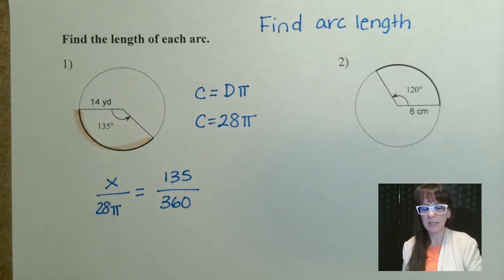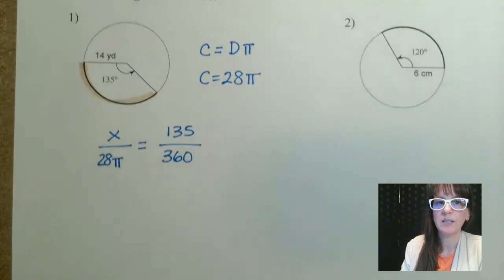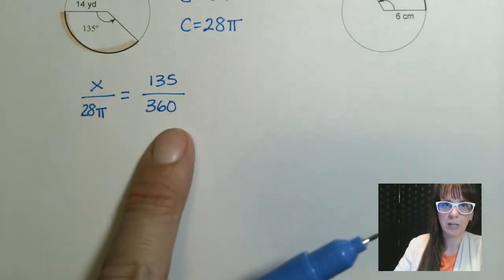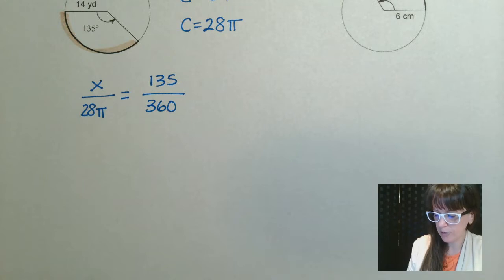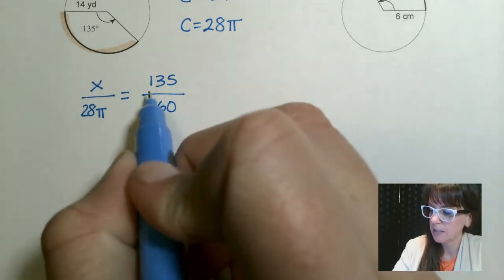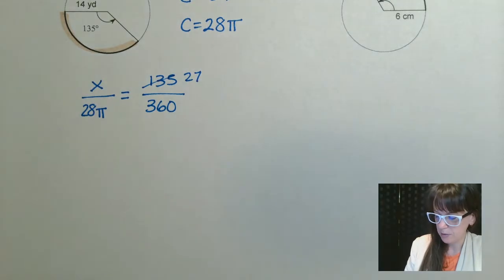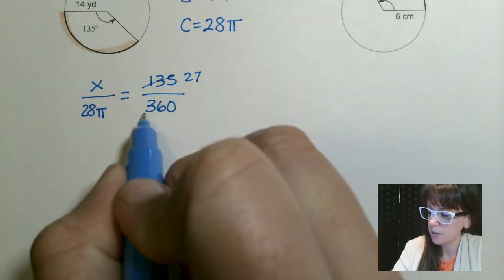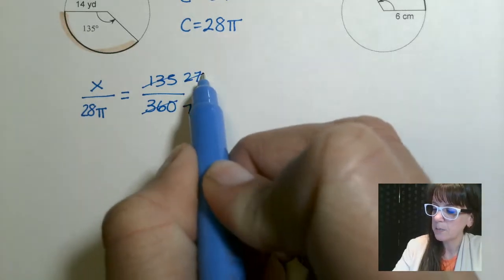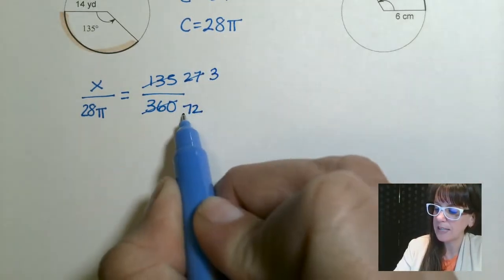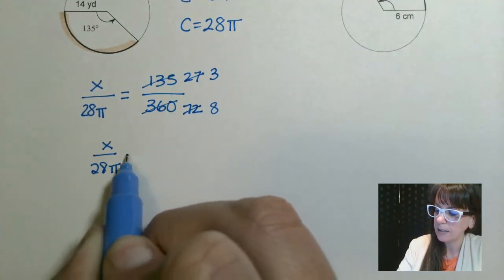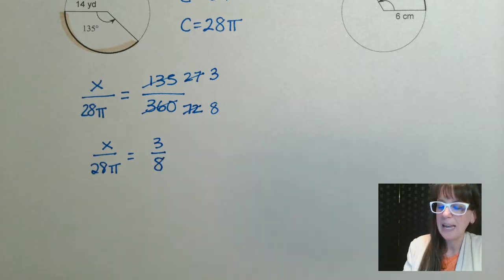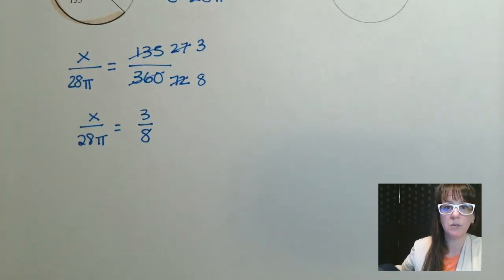Okay, so now that we have this sorted out, it's just a proportion. Fraction equals fraction, so we're going to cross multiply. But before you do that, because we're going to be keeping these as exact answers, reduce your fraction. So like 135, if I divide that by 5, I get 27. And if I do 360 divided by 5, I get 72. Okay, so divide this by 9 and I get 3. Divide this by 9 and I get 8. So really what I have is x over 28 pi equals 3 over 8. And that will help so that you don't have to reduce at the end.